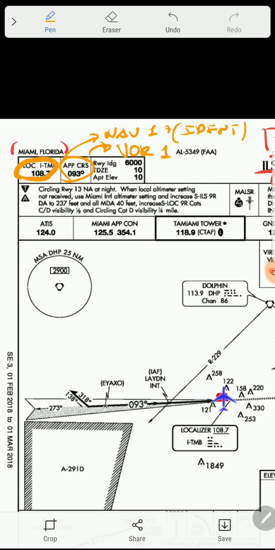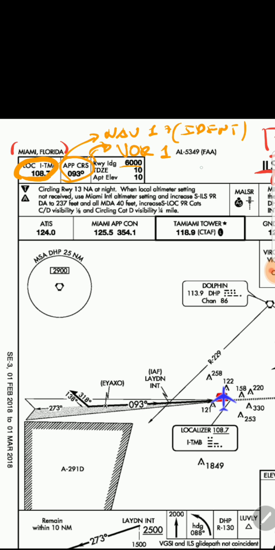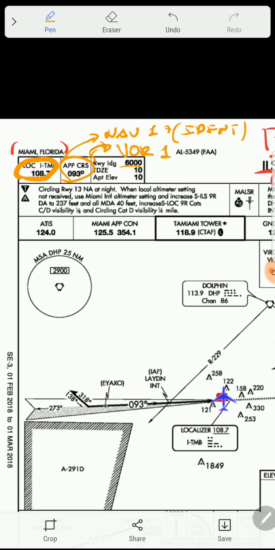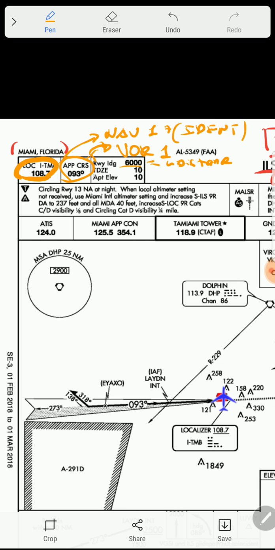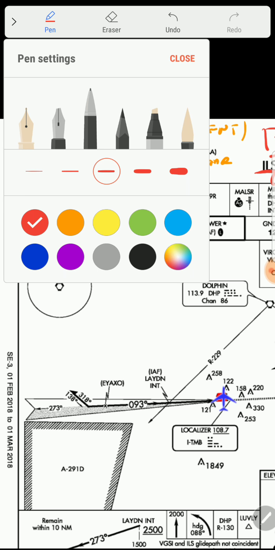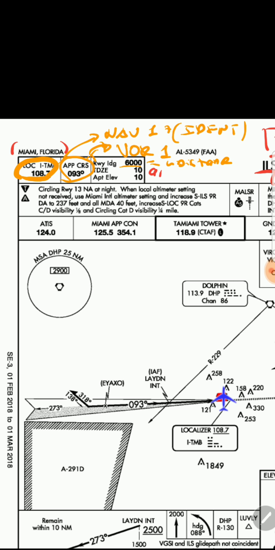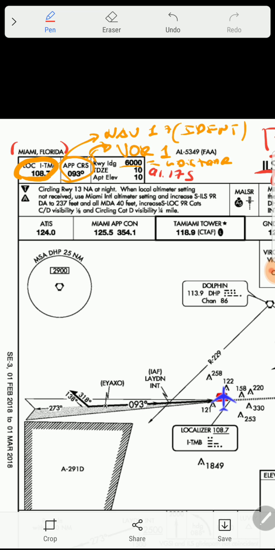Correct? Yeah. And then we're going to read, we have runway length is 6,000 down here. Why do we have to know this one? Because we need to take into consideration our landing distance. Correct? Yeah. And then, touchdown zone elevation and the airport elevation as well. Why do we have to take into consideration the touchdown zone elevation one more time? Because of one regulation. This regulation is the 91.175, which says taking off and landing under IFR.